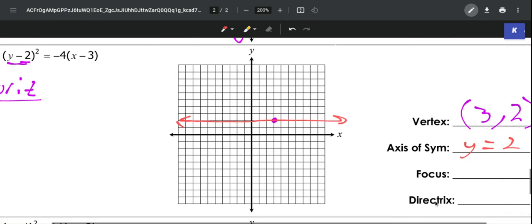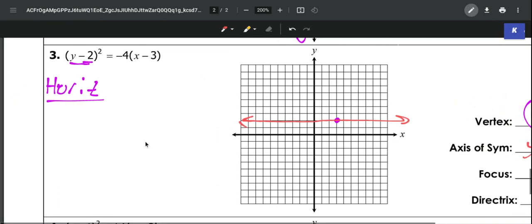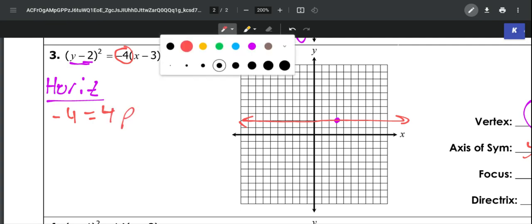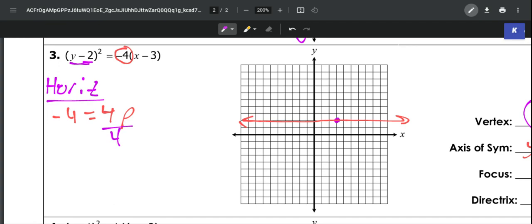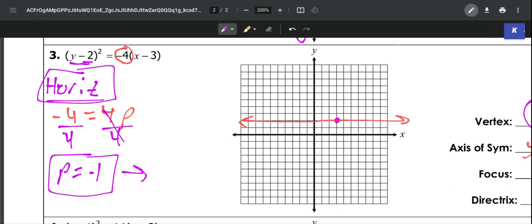All right, so now we need the focus and the directrix, and to find that, we need to know what P is. So we're going to take this coefficient here that's not in parentheses, that's on the right side of my equation, and we're going to set that equal to 4P. So we're going to have -4 is equal to 4P, and then we'll solve for P. So that would give me P is equal to -1. And if we have a horizontal parabola, if P is less than 0, that means that this parabola is going to open up left.